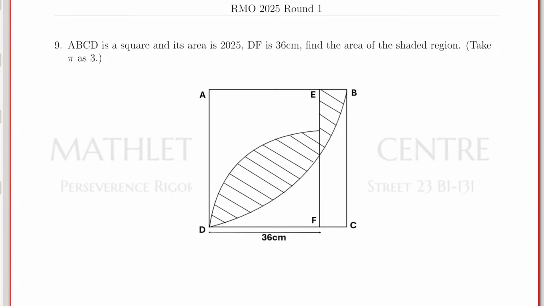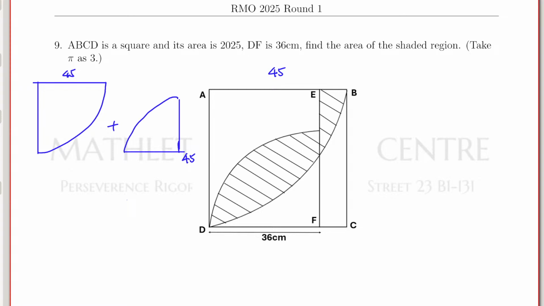So here we have a square with the area being 2025. That means the side length is 45 and 45. And then DF is equal to 36. Find the area of the shaded region. What we're going to do for this question is take this big 45 by 45 upside down quadrant, and add it to the 36 by 36 quadrant as well.